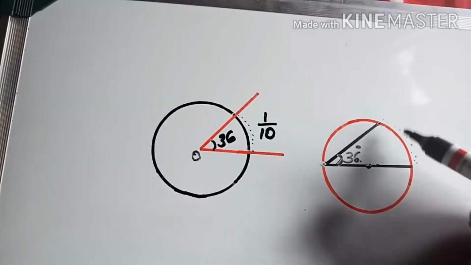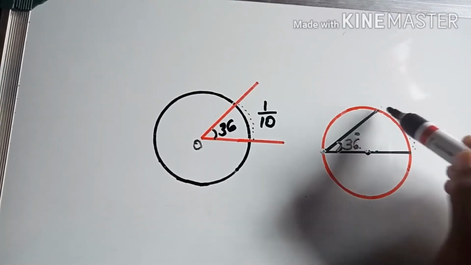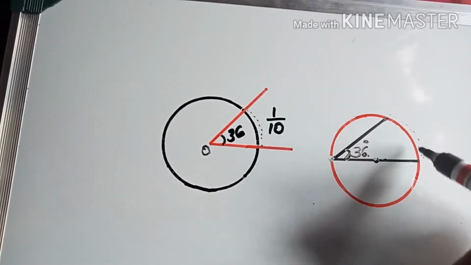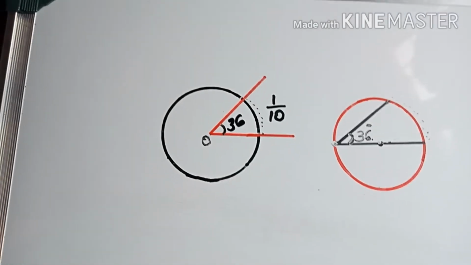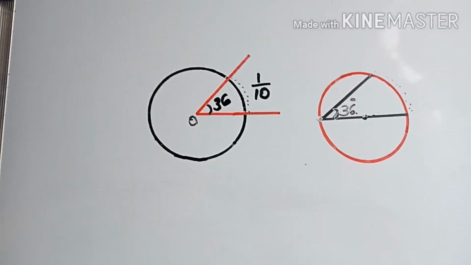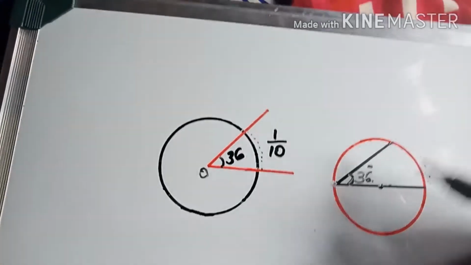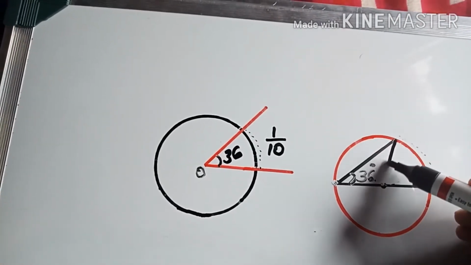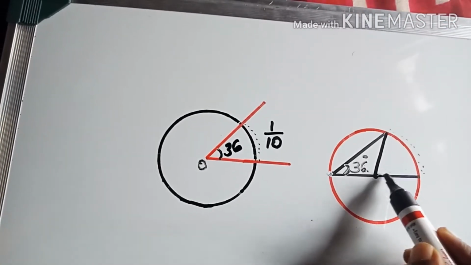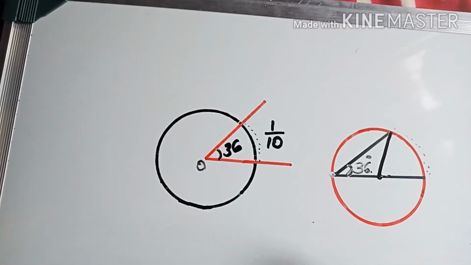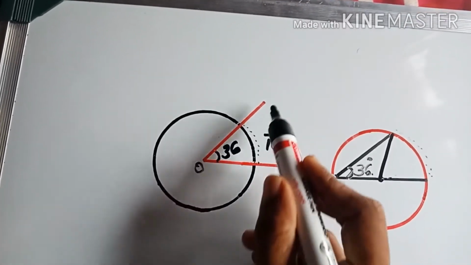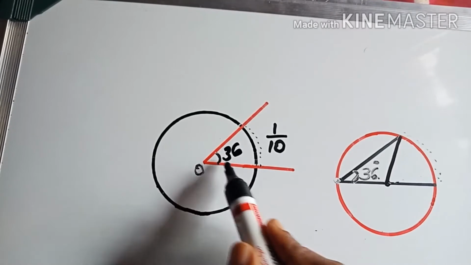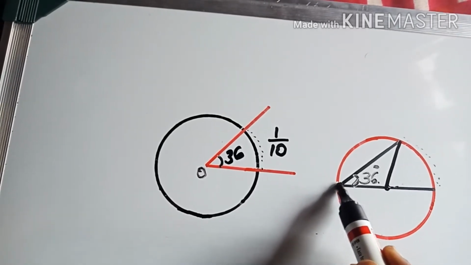Now in order to get this arc length we need the central angle, then only we can apply that equation. So in order to get the central angle, we can join this point to the center. This will be the central angle. We are placing the same angle here in this position.